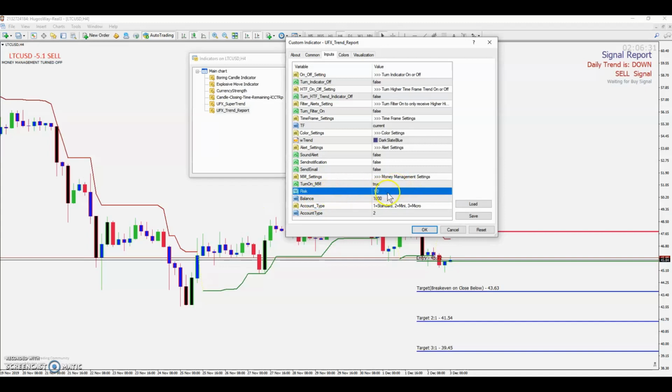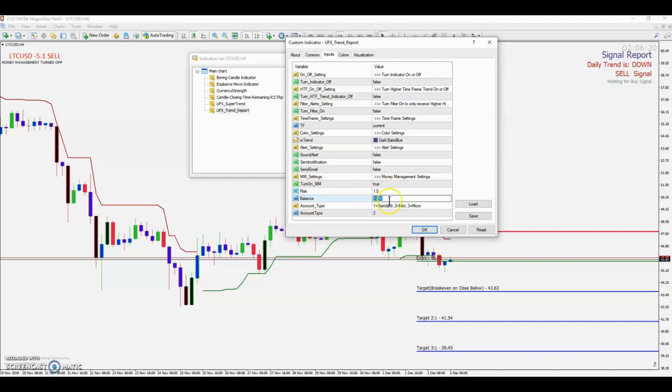Anything over 5%, if you went 6 or 7 or 8%, it's going to show ultra aggressive. 4% is aggressive, 3 and 4%, and then moderate is 2 and 3, I believe. But we're going to stick with the risk at 1%.